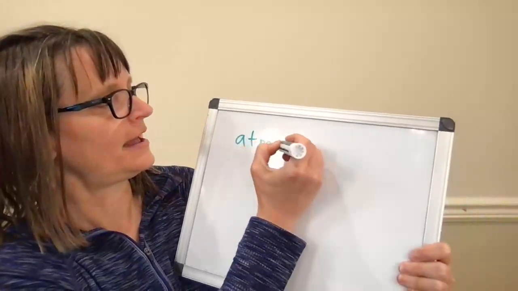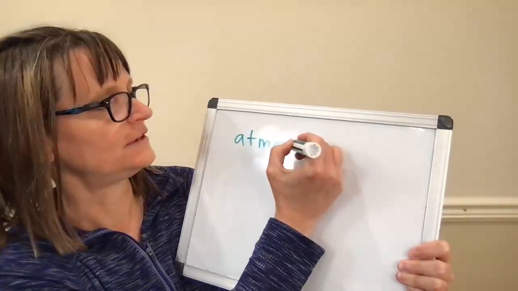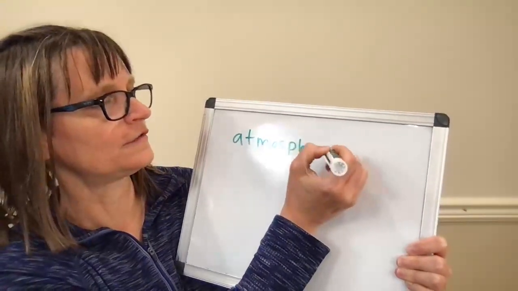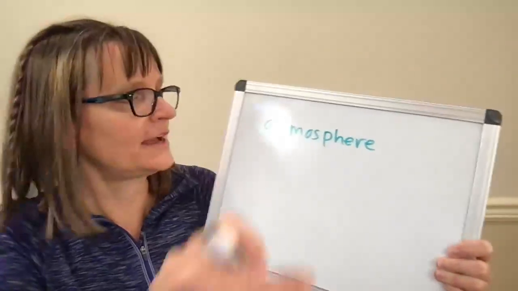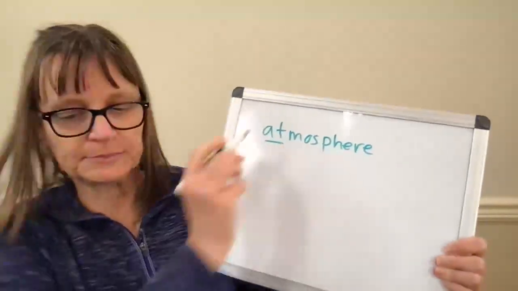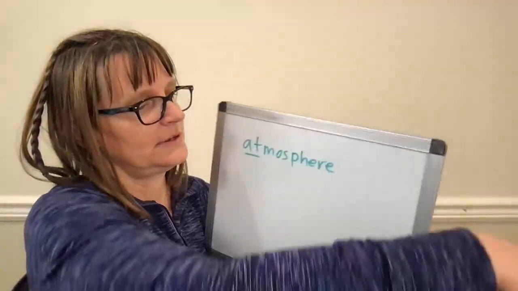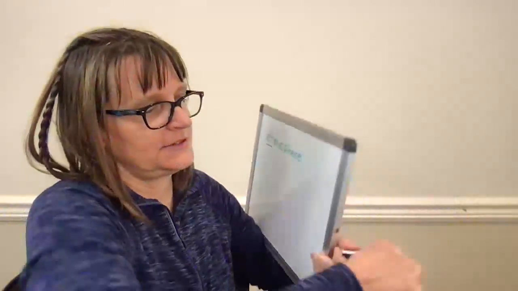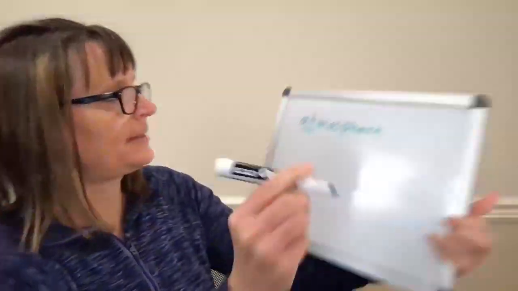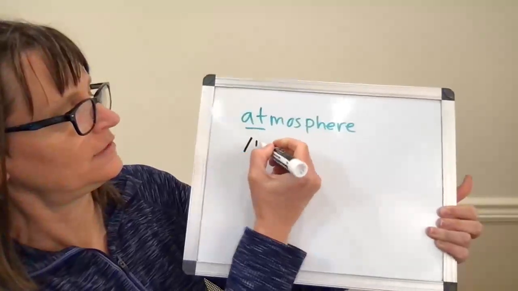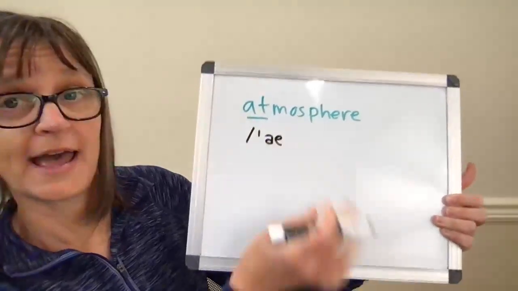So atmosphere, we'll handle that one first. The word atmosphere has first syllable stress. The IPA you're going to see looks like this. We have the a, black cat vowel, for our first vowel, just like the word at.